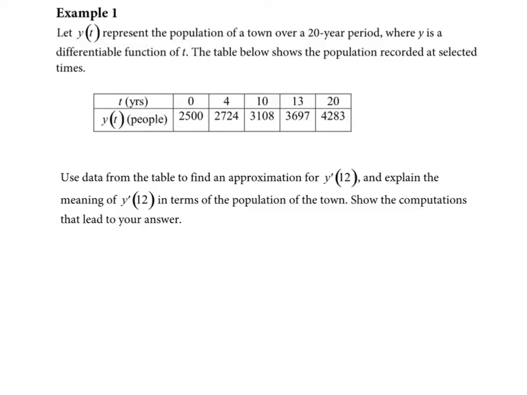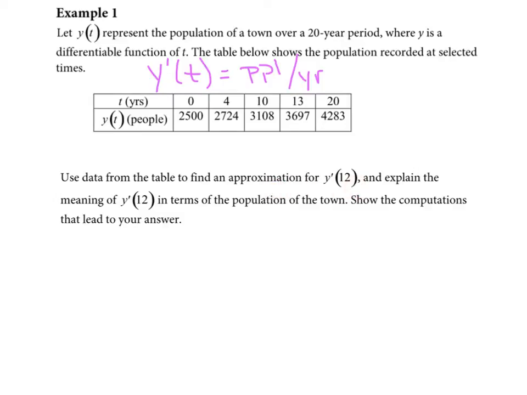So first things first, I want to talk about units tonight. So as I find the derivative, let's say y prime of t is going to be measured in people per year. Okay. Notice the units in the numerator are my dependent variable right here, and the denominator is my independent variable, which would in this case be the t measured in years. Okay, so there's my units. In other words, y prime is measuring the rate at which the number of people in this town is changing per year.